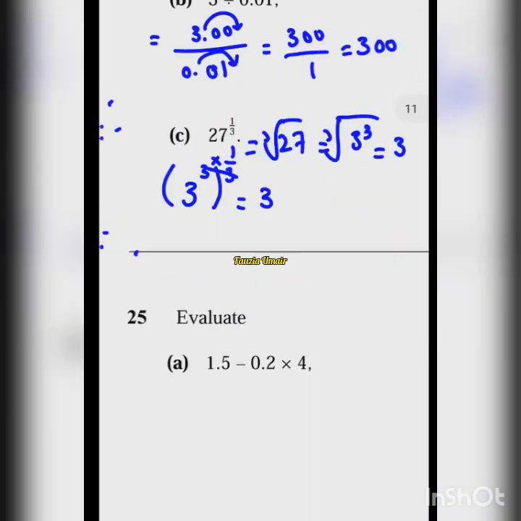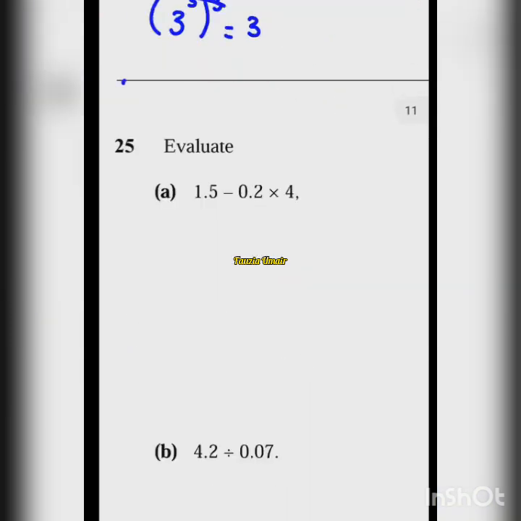Very good. All right. Question number 25, A part. First of all, which topic is this? Is this question from which topic? You can tell me. Board math. Board math. So whenever there is more than one operation, you need to decide which operation you need to do first.